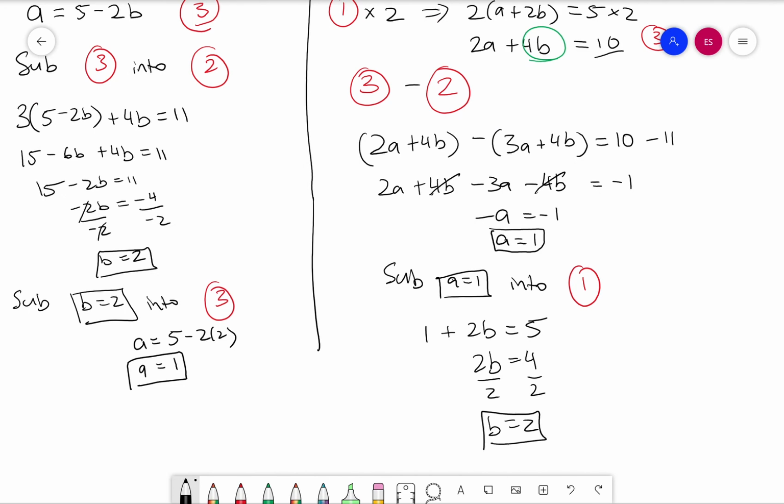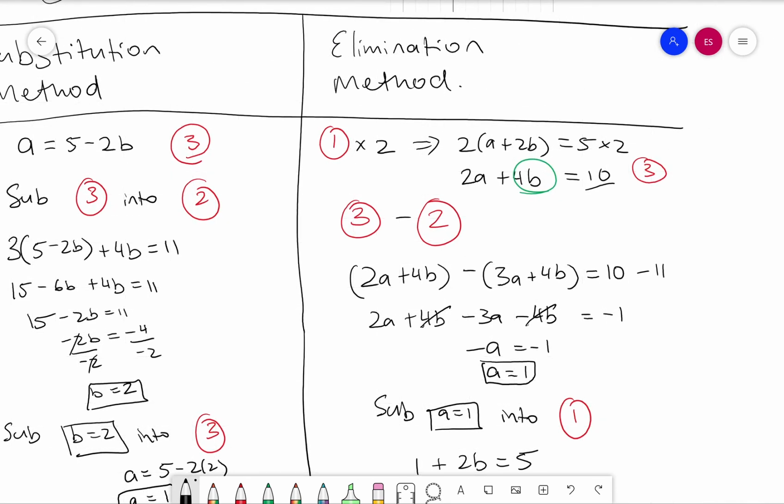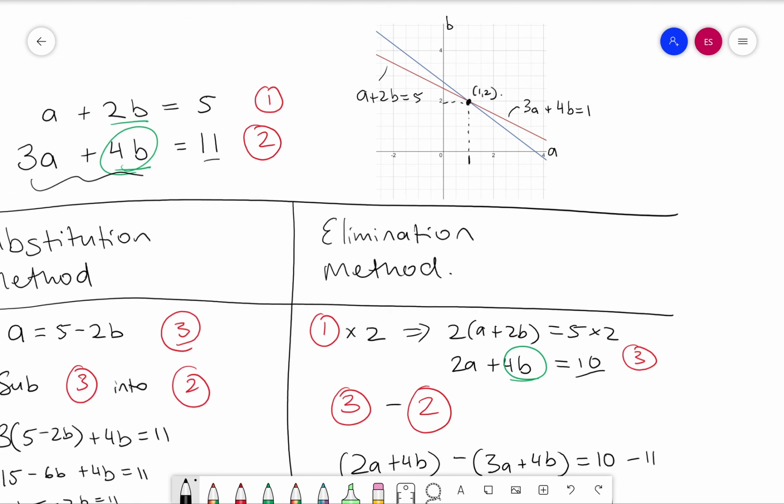So same answers for both of them, different methods, and it just depends on the actual question they give you. And you could, third option, I suppose, is you could just solve it graphically if you've got very, very good eyesight. Hope this helps.